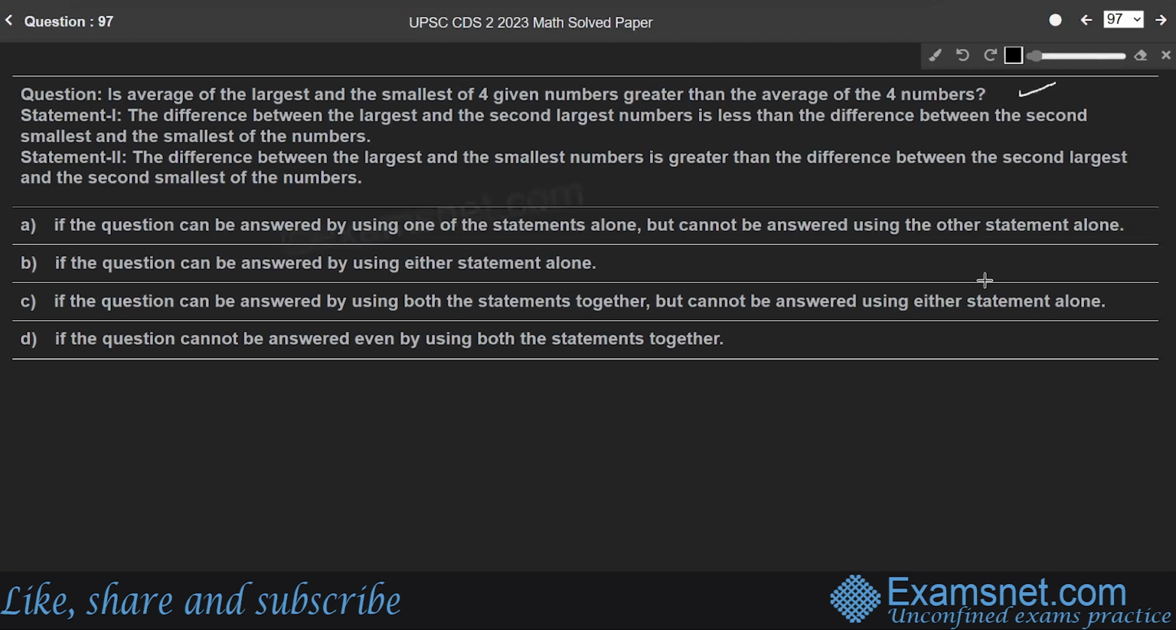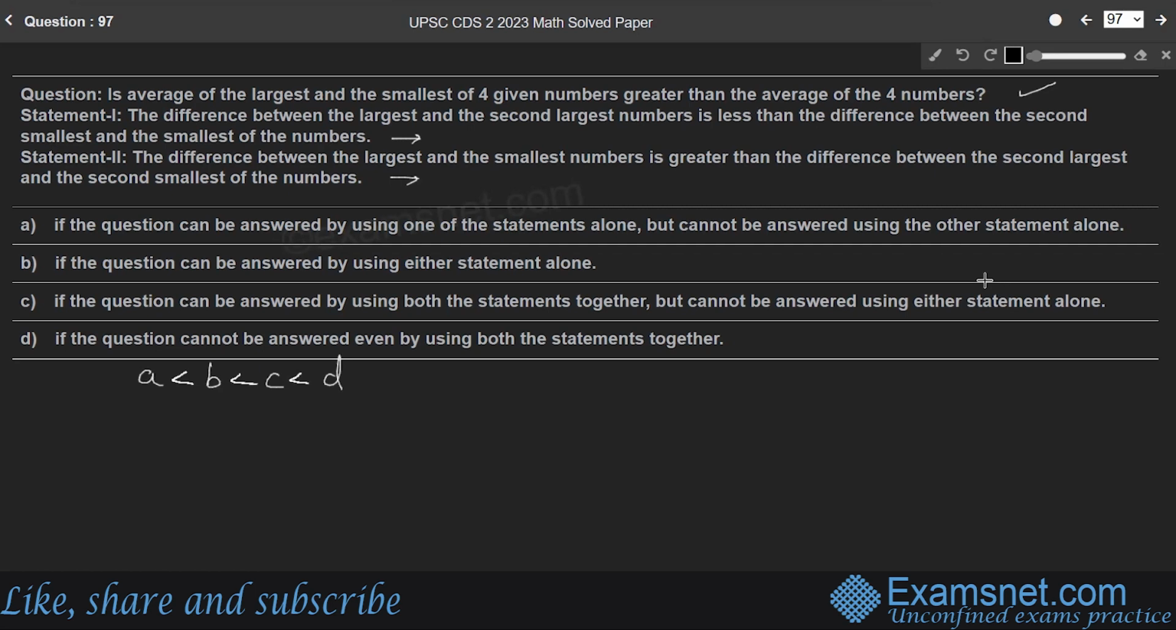Question 97. Is the average of the largest and the smallest of four given numbers greater than the average of the four numbers? Right? So can we decide this based on statement 1 and 2? How many statements are required to prove this? So we'll consider four numbers A, B, C, D. We'll consider the numbers in ascending order. A is the least number. So D is the greatest number, right?